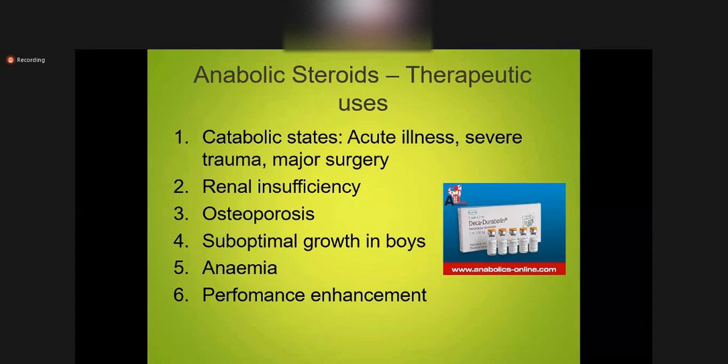Anabolic steroids can also be used in catabolic states like acute illness and severe trauma. This is a legal use. You can use them when you find that the patient's muscle mass is wasting, in HIV as well. So acute illness, severe trauma, major surgery, renal insufficiency, because we told you that they also affect renal tissues, osteoporosis, which is the bone mass, suboptimal growth in boys, anemia. So these are the right uses of these anabolic steroids.